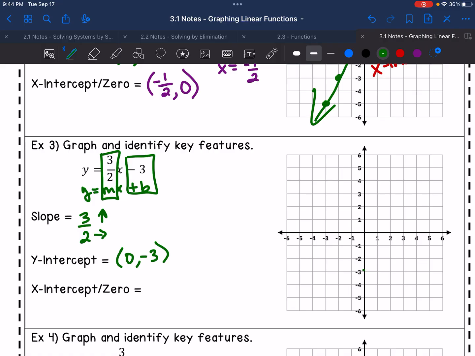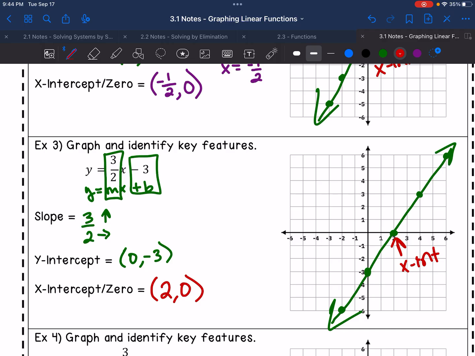So I'm going to start at negative 3 on the y-axis. I'm going up 3, right 2, up 3, right 2, up 3, right 2. And then I could go backwards to fill out that left side, go down 3, left 2, and that fills in my last dot there. And then I draw my line through my points. Okay, so this time we can see our x-intercept on the graph. Our x-intercept is at 2, 0.